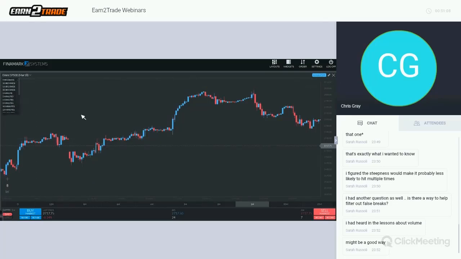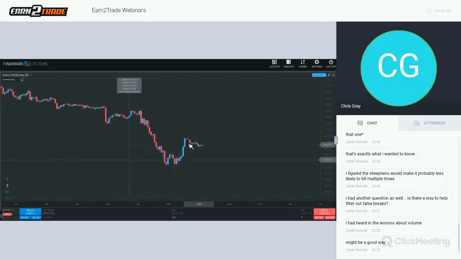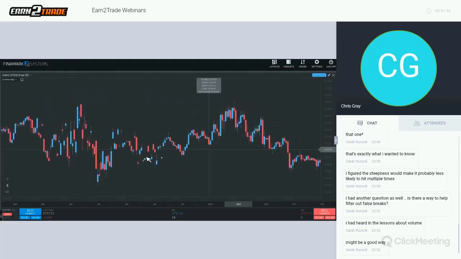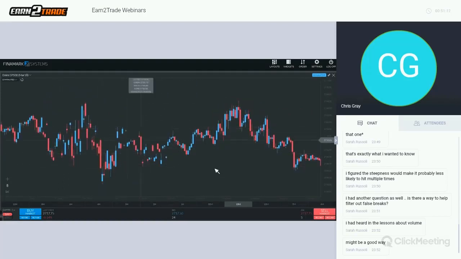Gonna switch it back to 15 minute because I know I saw some good 15 minute false breakouts as I was moving the charts around, just to use as an example. The charts are looking a little bit goofy over there, but let's see, shall we? That's the initial example that we used.